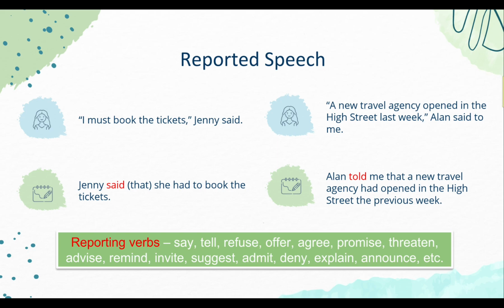Okay, now there are 2 other examples there. "I must book the tickets," Jenny said. So if we change it into reported speech, we bring Jenny to the front. Jenny said that, okay, so that is optional. Ada pun boleh, tak ada pun tak apa. You have the option to use it. Jenny said that she had to book the tickets. You can see here the word must is changed to had to. Okay, dia perlu. She had to book the tickets.